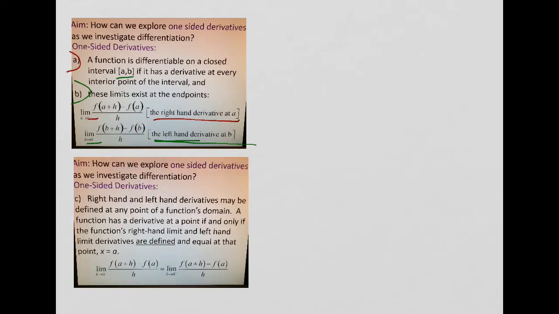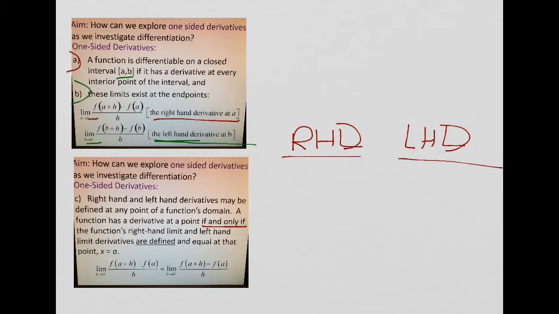So I said there was a C, and there it is. Again, if you need some extra time copying, just pause the video. Make sure you get this down. C says that your right-hand and left-hand derivatives may be defined at any point of the function's domain. A function has a derivative at a point if and only if the function's right-hand and left-hand derivatives are defined, that means that they have values, and are equal at that point x equals a.